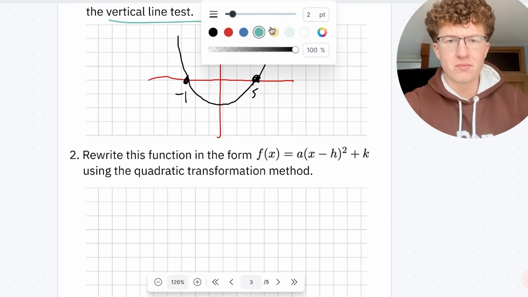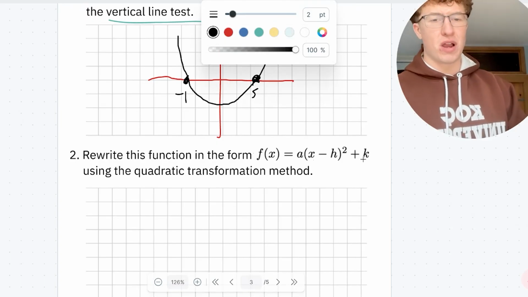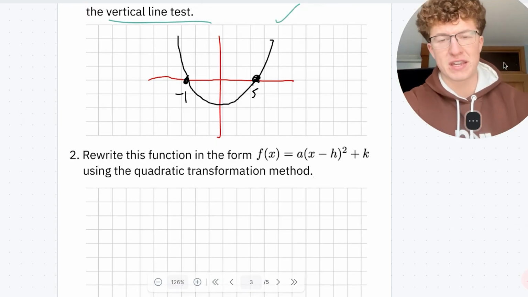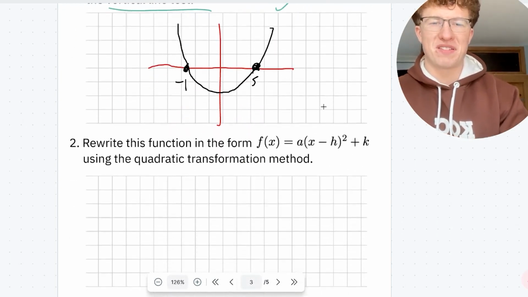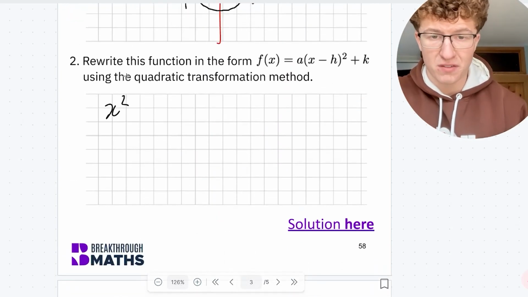Then, we have to rewrite it in the form f of x equals a(x minus h) squared plus k, using the quadratic transformation method. This is very tricky. Well, we'll take it step by step. So we have x squared minus 4x minus 5.